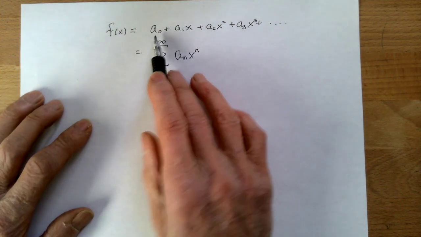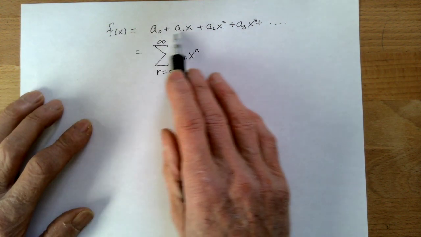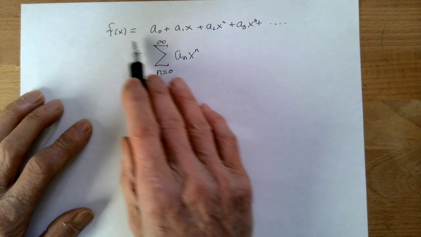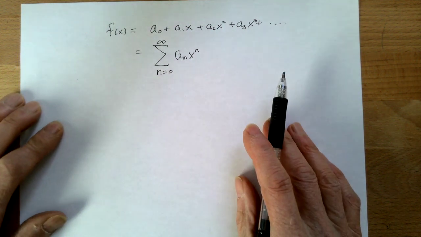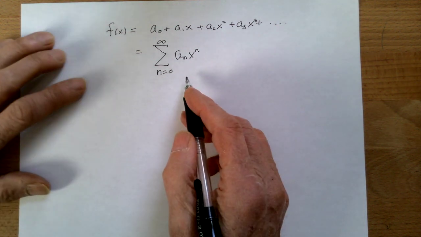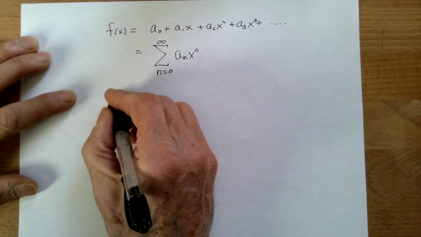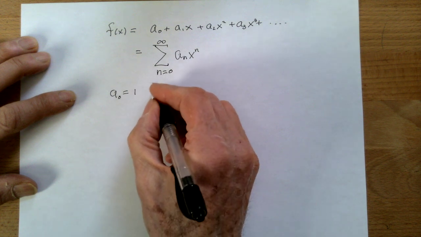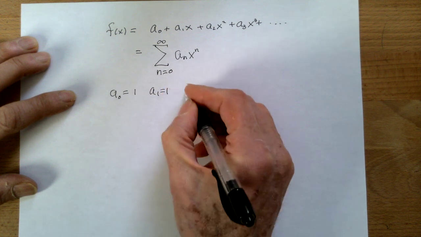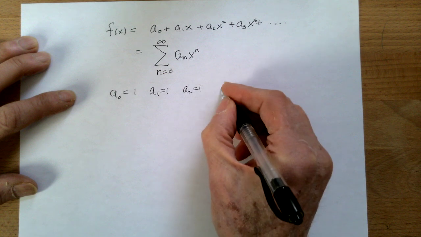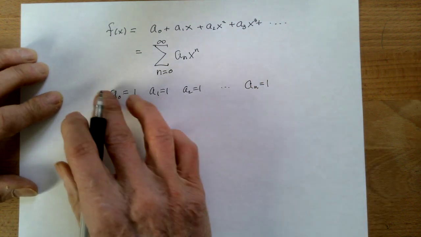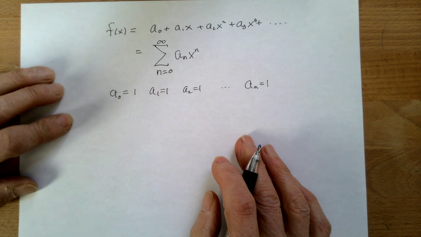Now the trick is either to pick an f of x and find the a's, or pick the a's and find the f of x. We're going to do the latter first. So let's make it real simple. Let's make a0 equals 1, a1 equals 1, a2 equals 1, and in general, a sub n equals 1. So all the coefficients are 1, all these a's.